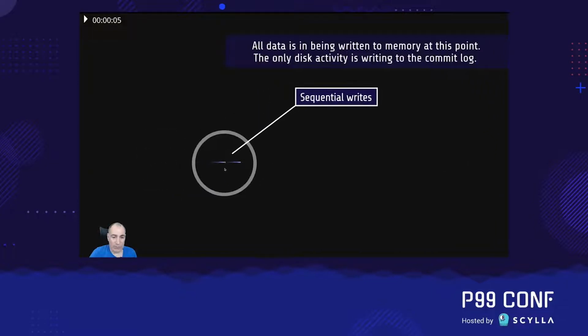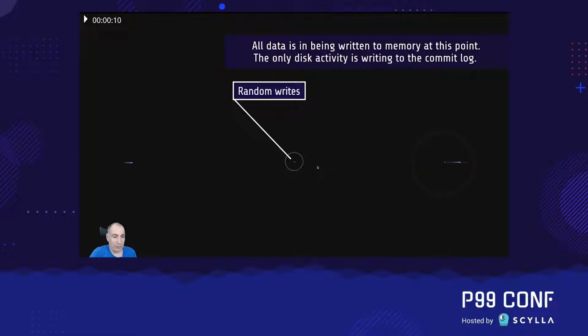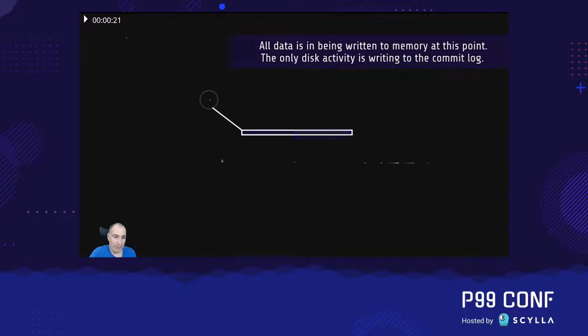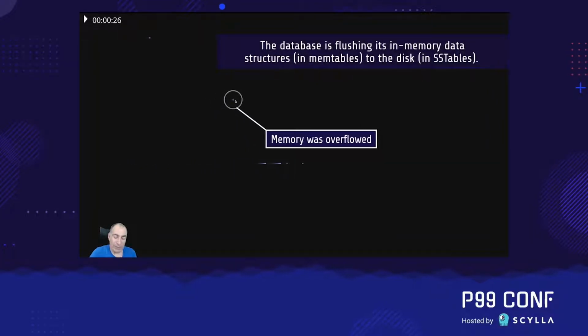So the workload starts by writing just to the commit log. The user workload, Cassandra stress, is writing to the database, and there is no disk activity other than writing to the commit log, because all of the data is maintained in memory up until now. So now we've just overflowed memory.